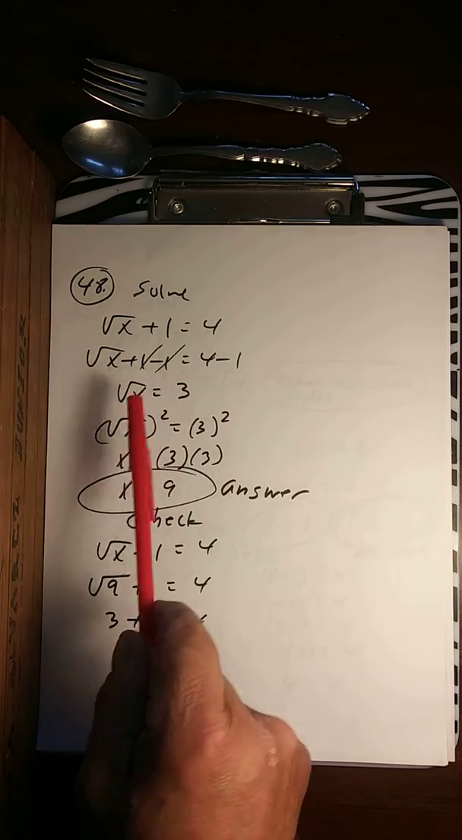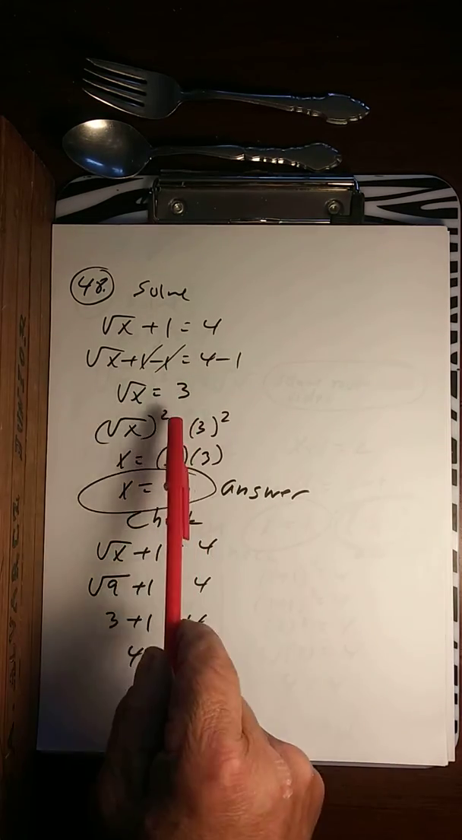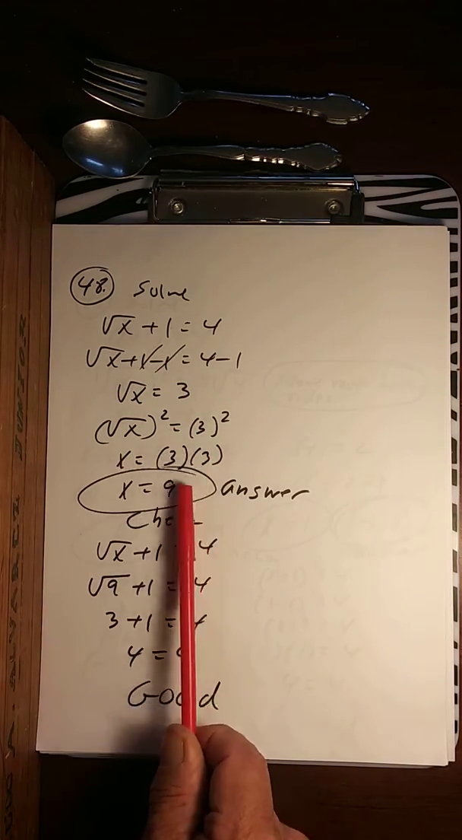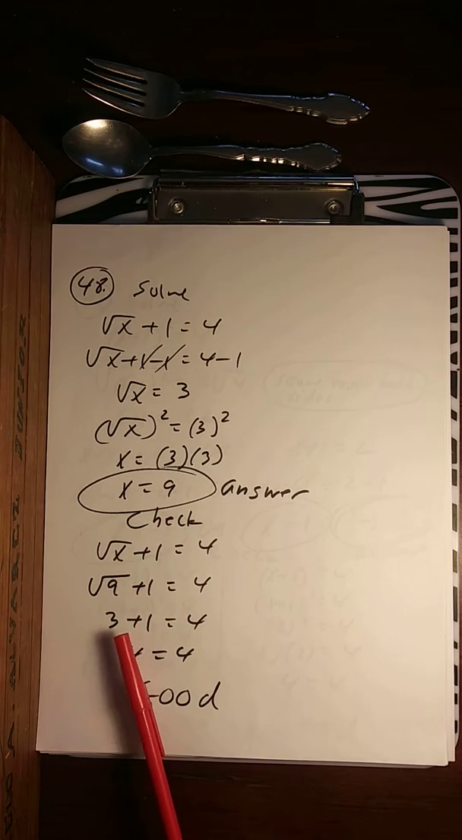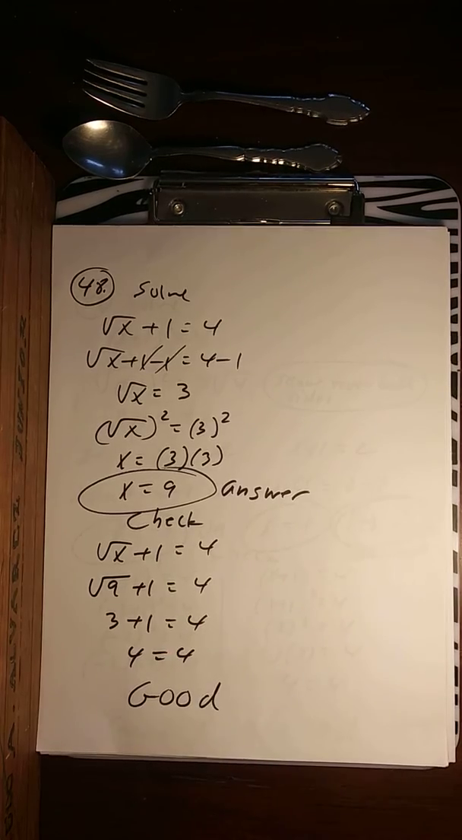This one, minus 1. Yes, the square root of x equals this. Square both sides again. So now x is 3 times 3, which is 9. So that's the answer. Check it. The square root of 9 is 3. 3 plus 1 is 4. Yes, it's good. It works.